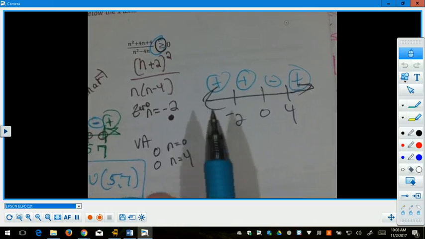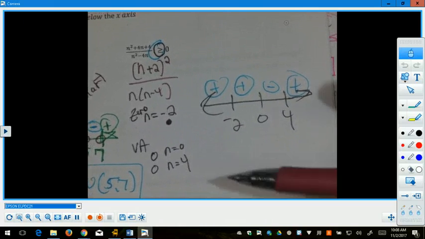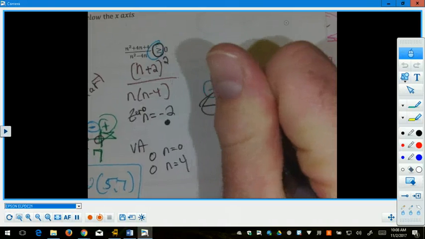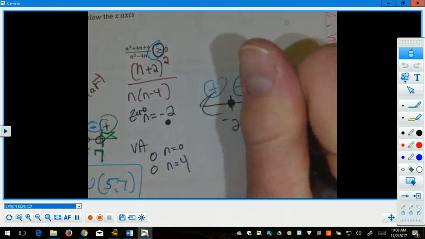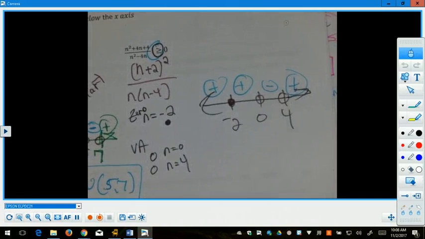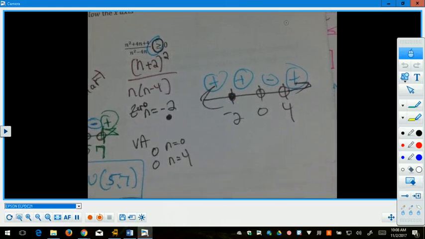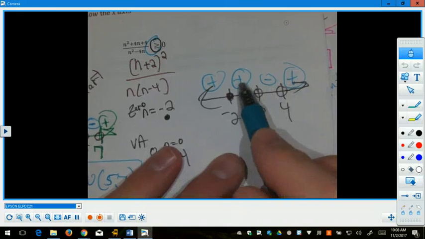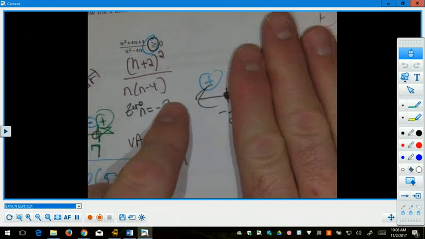So what should, oh wait, I didn't fill in my sign chart completely. This should have a solid dot. These should be open because they're the asymptotes. So I know when I'm writing my interval, I need to include that. If this were a minus sign, what would this interval be right here?